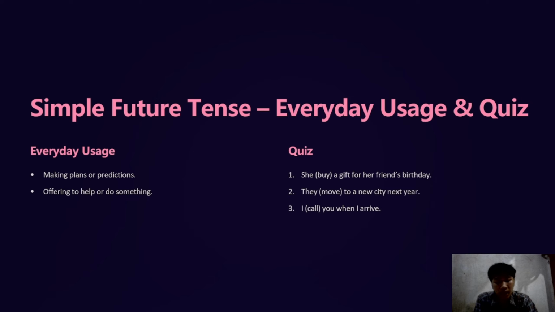Okay, next, let's try a quiz. Complete each sentence with the future form in 10 seconds. Okay, the answers are will buy, will move, and will welcome. Great work.